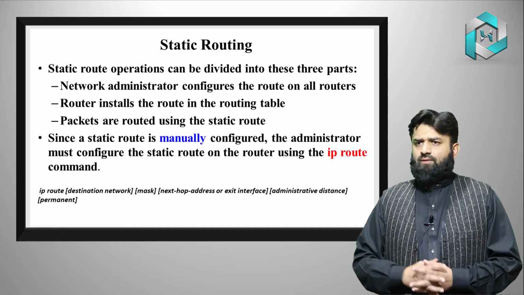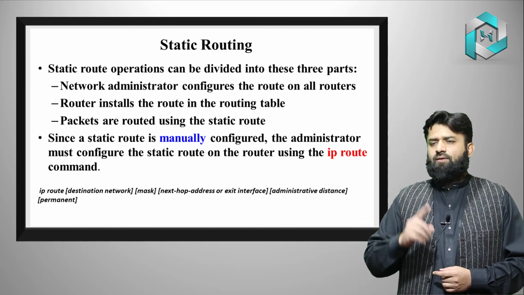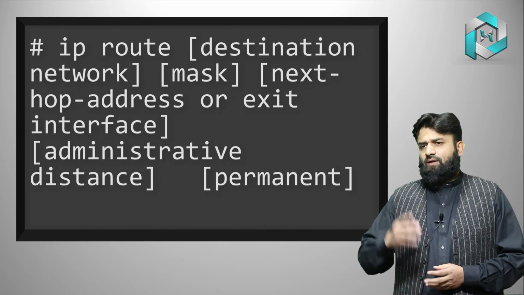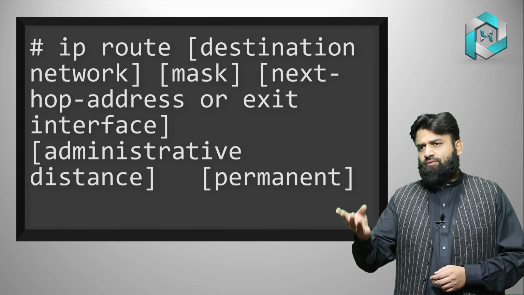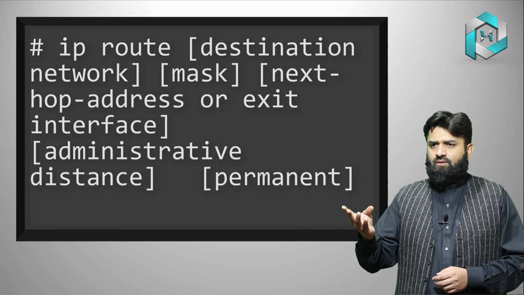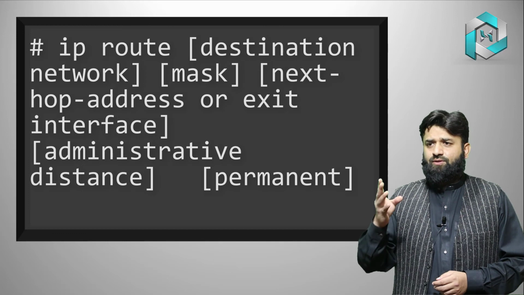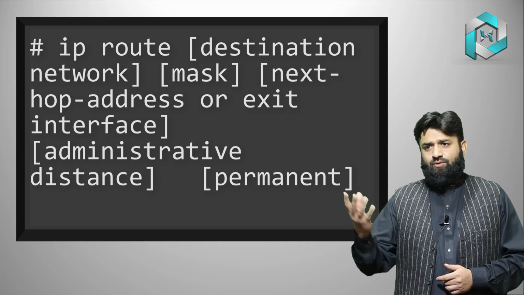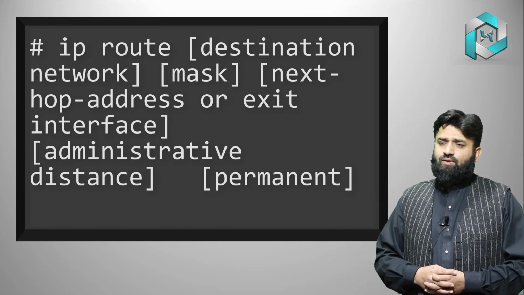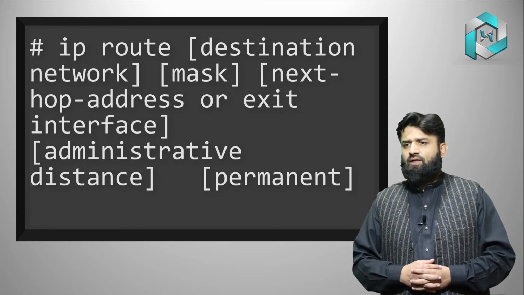And the network administrator manually configures it. So there is a command used for configuring static routing, which is IP route, and then you must mention the destination network and then the subnet mask of that destination network, and then the next hop address or exit interface, and then optionally you can mention the administrative distance, and then you can optionally use the keyword permanent. Each of these categories has a certain meaning, which I will explain in turn.